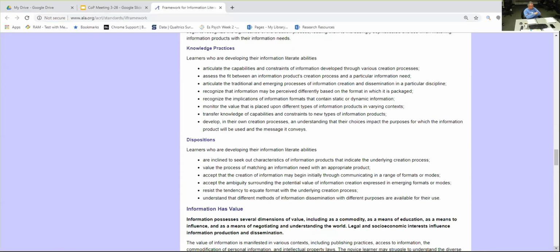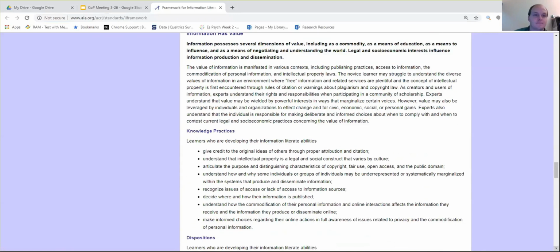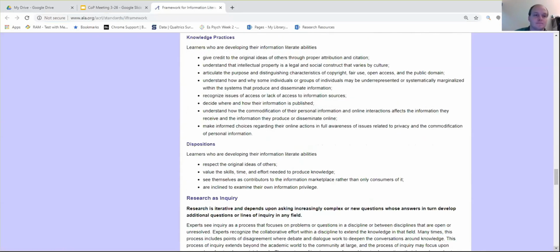Dustin, for me, that doesn't match your item, but your thoughts? Okay, so we can go take a look at information has value. If we go to that, we start to take a look at the idea that information should be cited, that you need to give credit to other people's work.